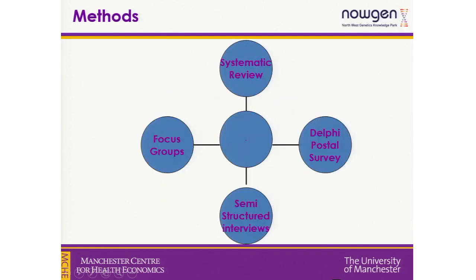What's the right phrase? Why use one method when four will do? So we took, I think the NICE phrase is a mixed methods approach. We just threw as many methods at this problem as we could possibly think of, is perhaps a more accurate way of describing what we did. So we started off with a systematic review and looked at how many measures are out there to look at the value of a clinical genetics service. At the time we found 67.